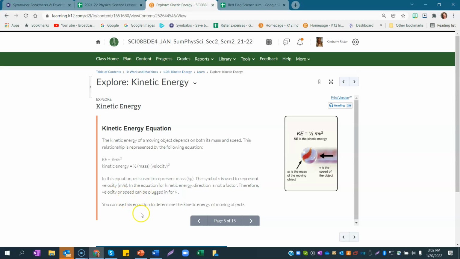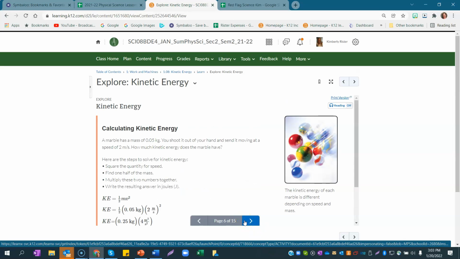In this equation, m is used to represent mass, which is in kilograms, and the symbol v is used to represent velocity, which, if you remember, is meters per second. In this equation for kinetic energy, direction is not a factor. Therefore, velocity or speed can be plugged in for v, so you'll see those words interchanged. We're not talking about direction this time. You can use this equation to determine the kinetic energy of moving objects. So I would take a screenshot of this or write down this equation and have it in your notes.